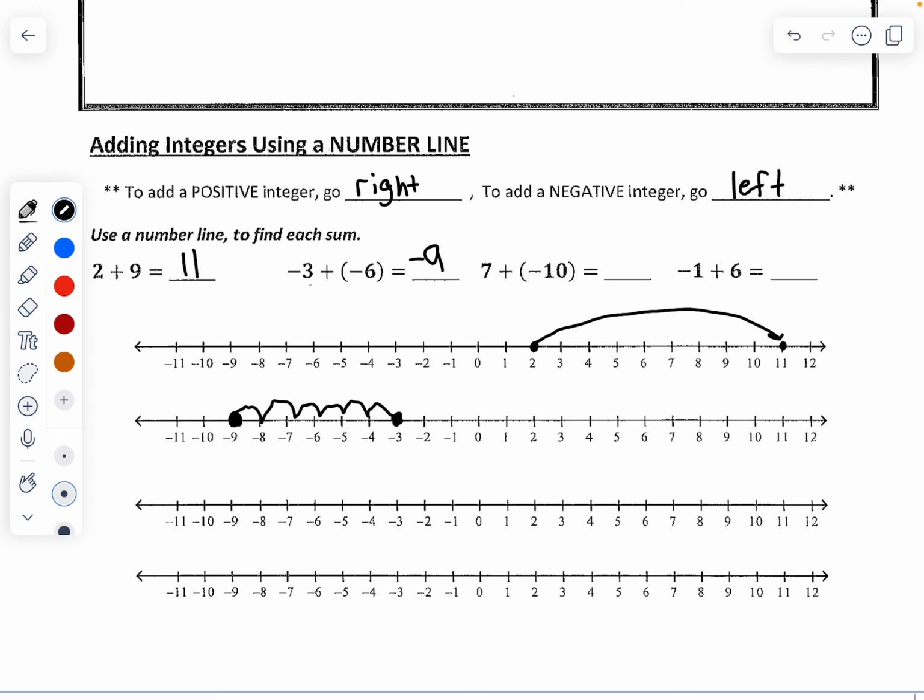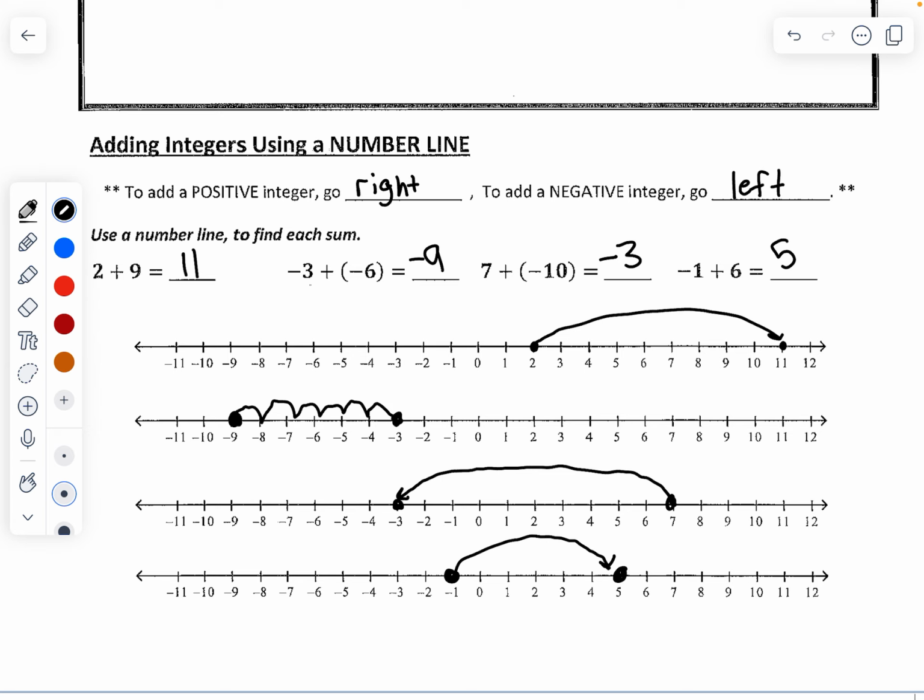7 plus negative 10, we start at 7, and then we go backwards to the left 10 times, which will get you here to negative 3. And negative 1 plus 6, start at negative 1, go to the right 6, that gets you here to 5.